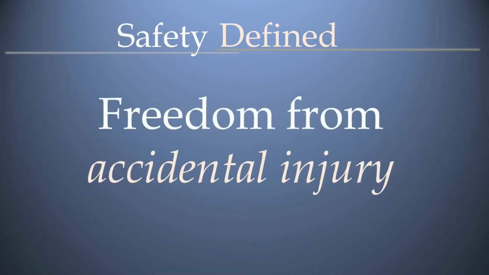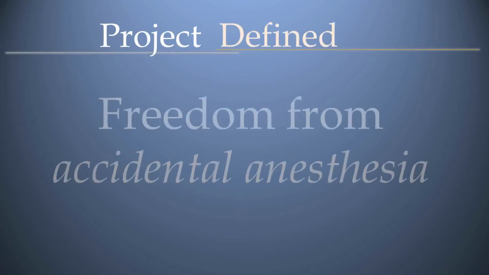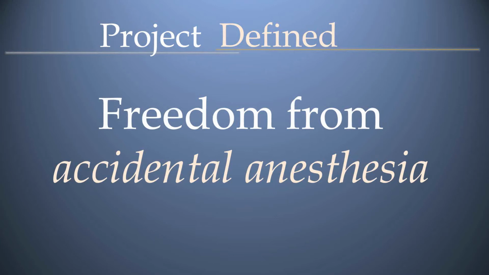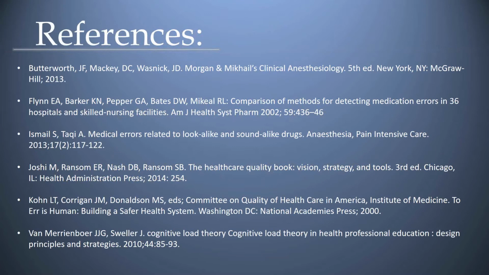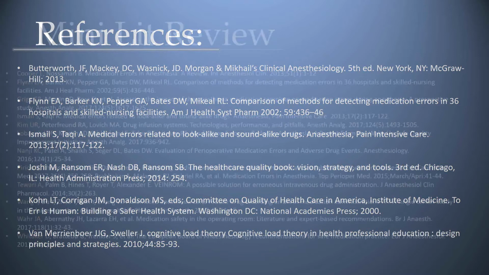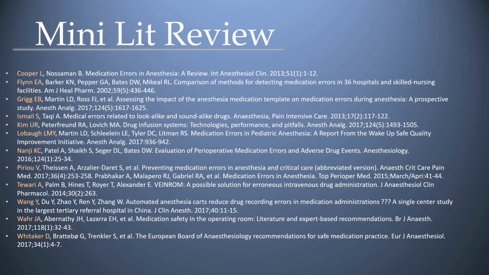And again, I just like to define safety. It's freedom from accidental injury. I didn't define that. It was in Joshi. So my project defined will be freedom from accidental anesthesia. So that is my process improvement project. Hopefully you get an idea at least of where I'm going with it. These are the references that I referred to in the presentation itself. And so far, these are the references that I found that I will use in my mini lit review.